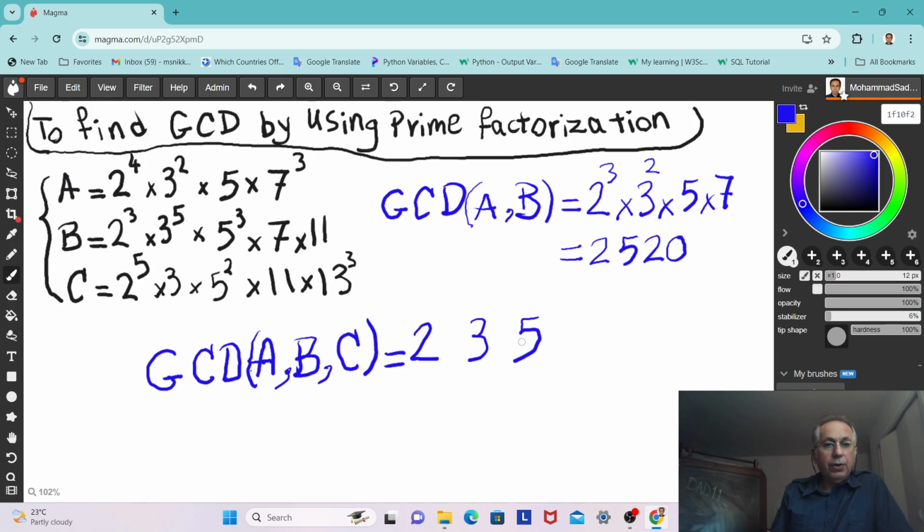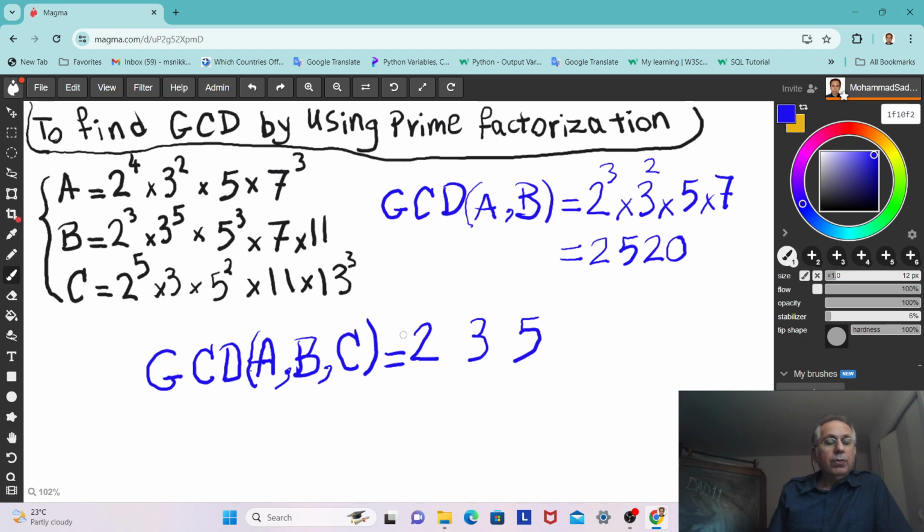Any more? No. 7 is not in common between all of them, not in C. 11 also is not in common between all of them, only between B and C. So only 2, 3, and 5 are in common for A and B and C, the common prime factors between A and B and C.